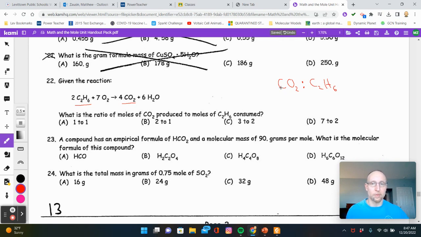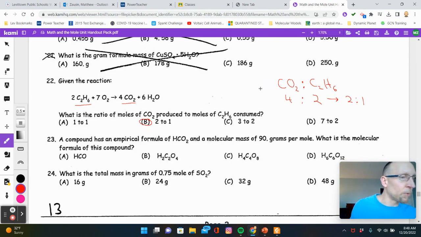So there's 4 moles of CO2 to 2 moles of C2H6. And now 4 to 2 reduces to 2 to 1. So that's our ratio. For every 2 moles of CO2 in the equation, there's 1 mole of C2H6. So it's a 2 to 1 ratio. So the tricky part is they just kind of flip-flop the reactant and the product. So you got to think about which two things you are comparing and in what order. All right. But other than that, it's a pretty simple question. All right. So that's number 22.